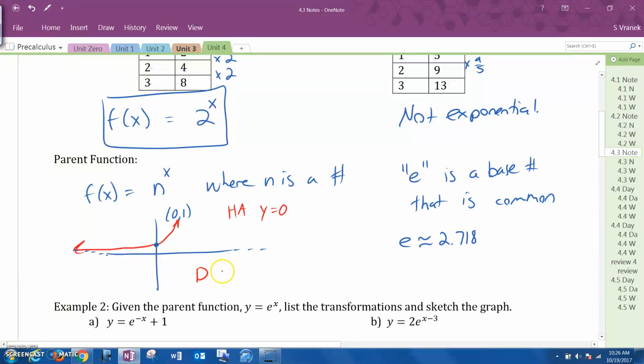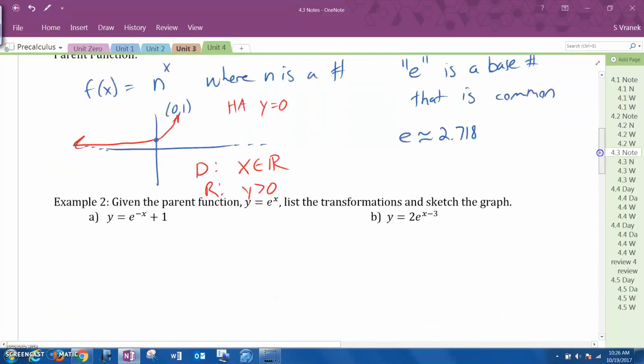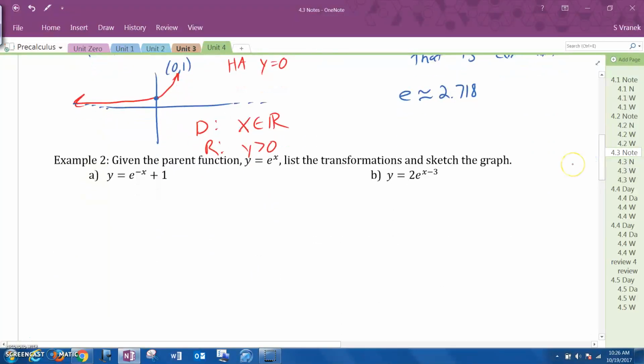We also have a domain of all real numbers, because x can be anything. And we have a range of y has to be greater than 0 because of that asymptote. So now we're going to try a couple of these. Now it doesn't matter what the base really is for these sketches. We just need to know it's always kind of that shape. So it says the parent function for this one is e to the x.